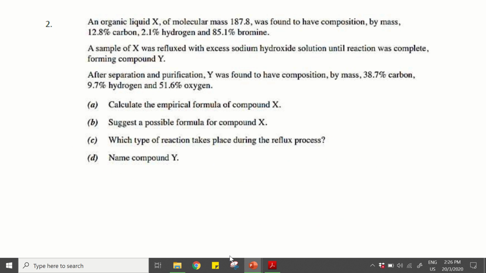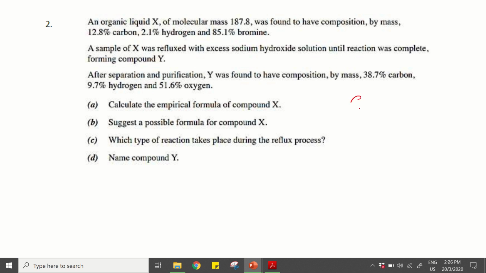Question 2. An organic liquid X of molecular mass 187.8, so you have the molar mass of that, was found to have a composition by mass of this percent carbon, hydrogen, and bromine. A sample X was refluxed with sodium hydroxide until reaction was complete. After separation and purification, Y was found to have the following composition. So A, calculate the empirical formula of X. Now, if you still remember how to calculate empirical formula, let's do it here.